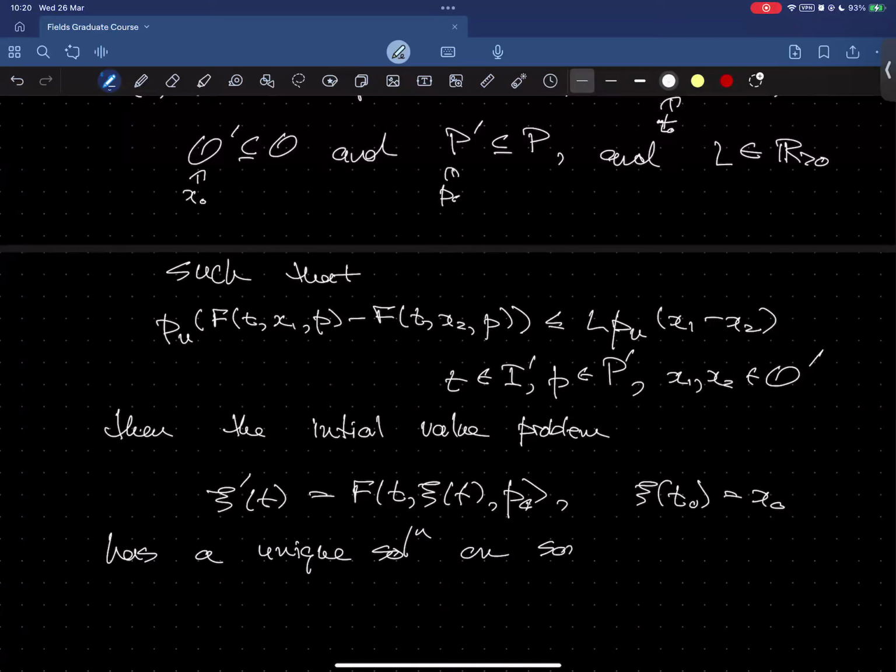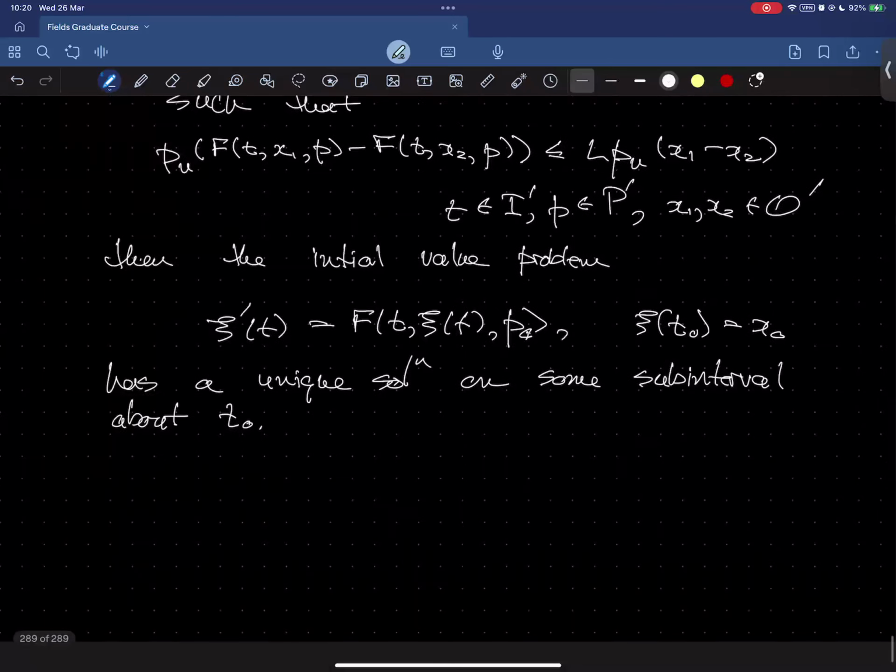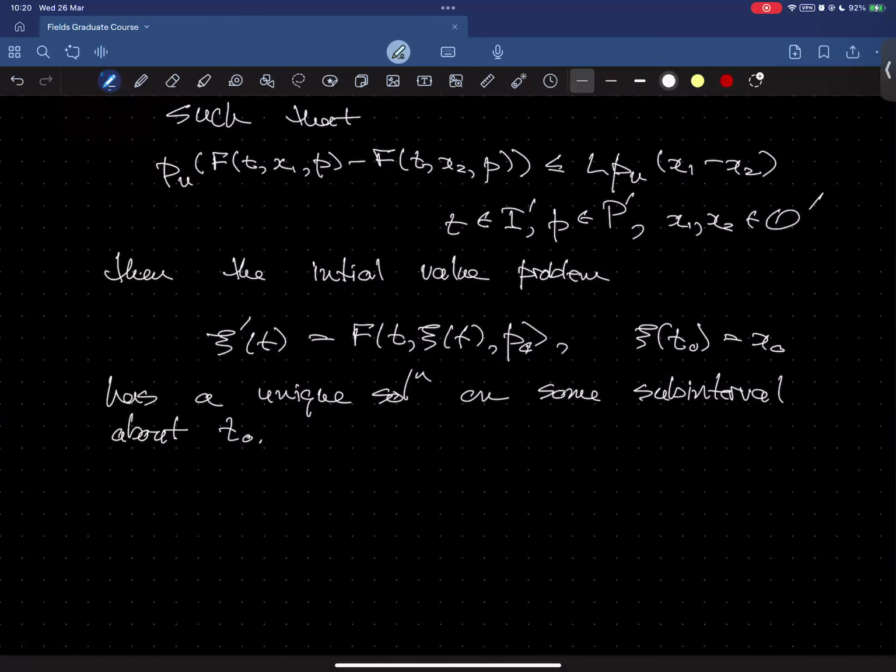on some sub-interval about T naught. Okay. And you can say more than that, but to say more than that requires more time than I have right now. All right, so I have this written up carefully in the course text, because what you can say is not only that it has a unique solution, but that the solution depends continuously on all of its data.